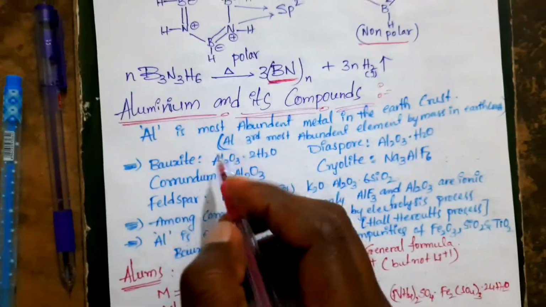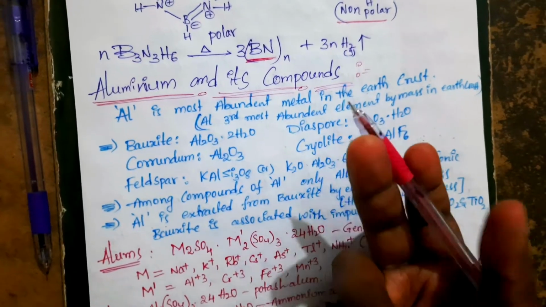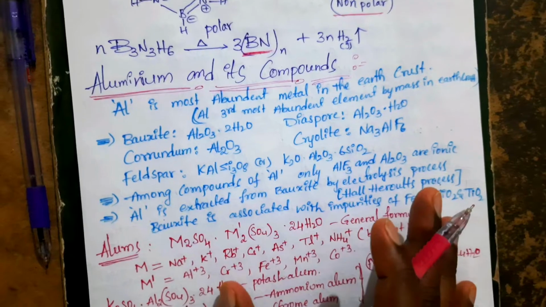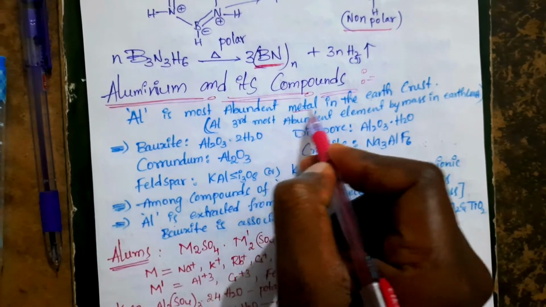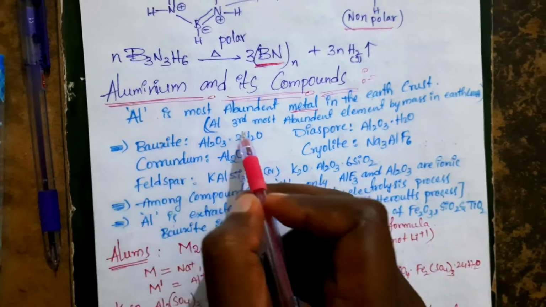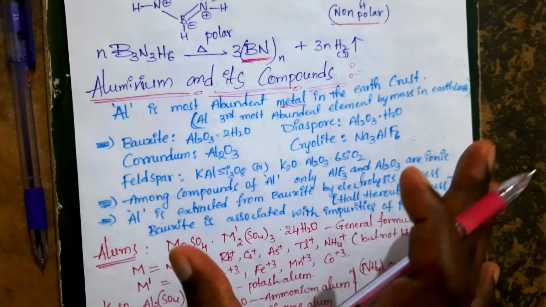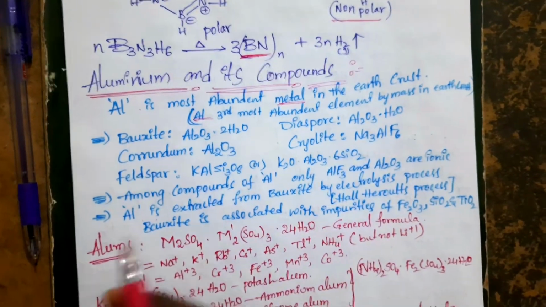Now you can see aluminium and its compounds. Aluminium is the most abundant metal in the earth's crust. It is the first most abundant metallic element, and in total, among all the elements of the periodic table, the third most abundant element in the earth's crust.